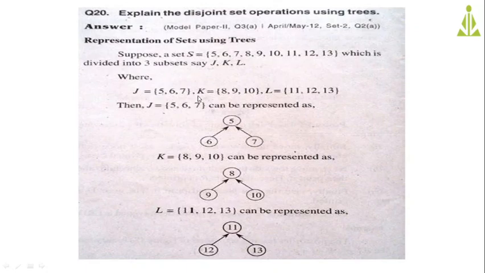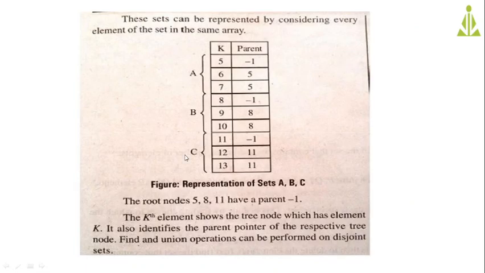So first, what we have done: this is S, and this set is divided into 3 subsets J, K, L. J is 5, 6, 7, and we are considering 5 as the root node for this subset. In K, I am taking 8 as the root node, and here I am taking 11 as the root node of L. So how will you represent this in a data structure, in an array?